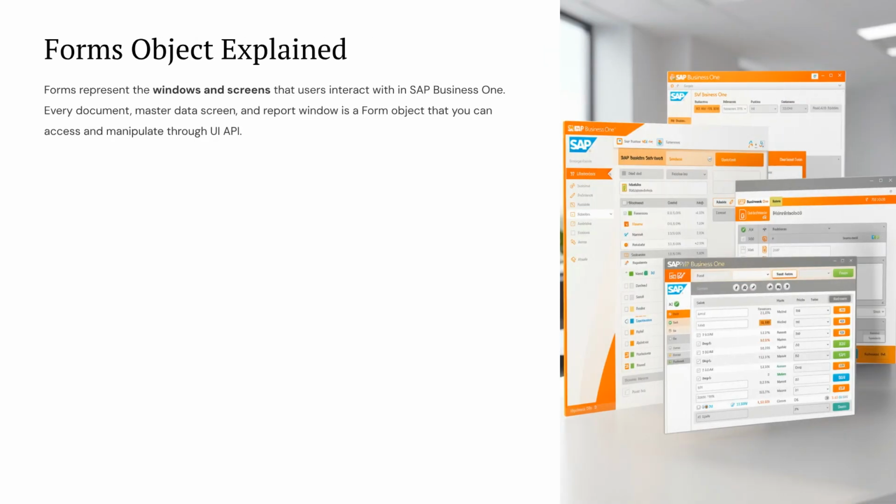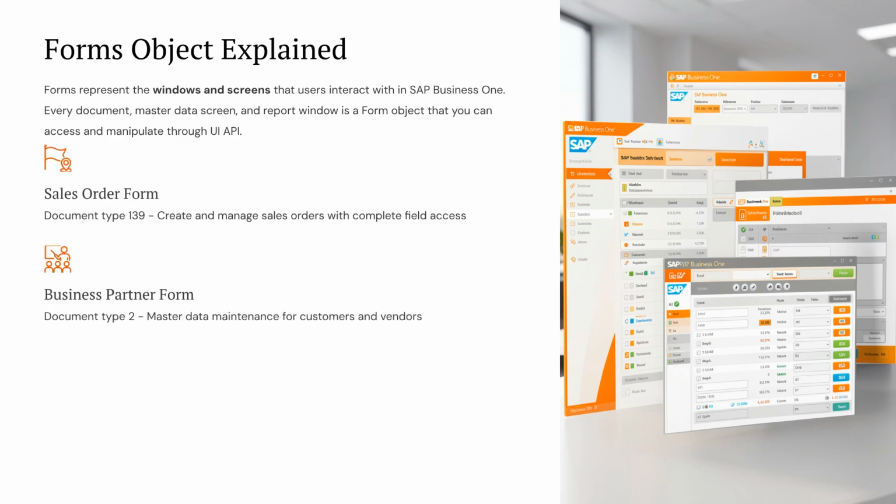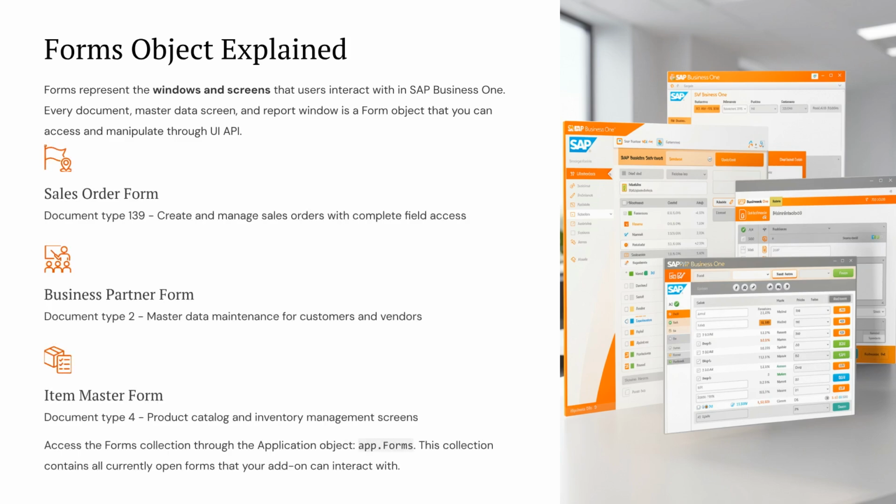Forms represent the windows and screens users interact with. Documents, master data screens, and report windows are all form objects. Examples include the sales order form and the business partner form. Access all currently open forms through the application object's forms collection.